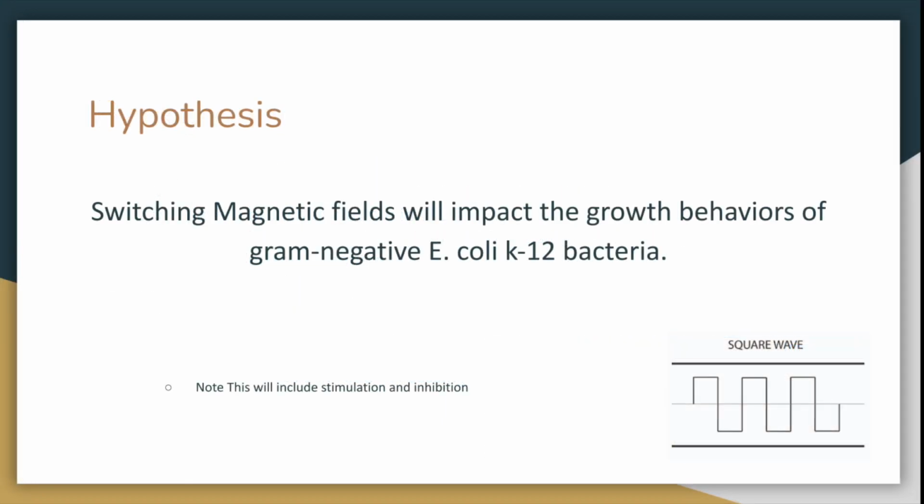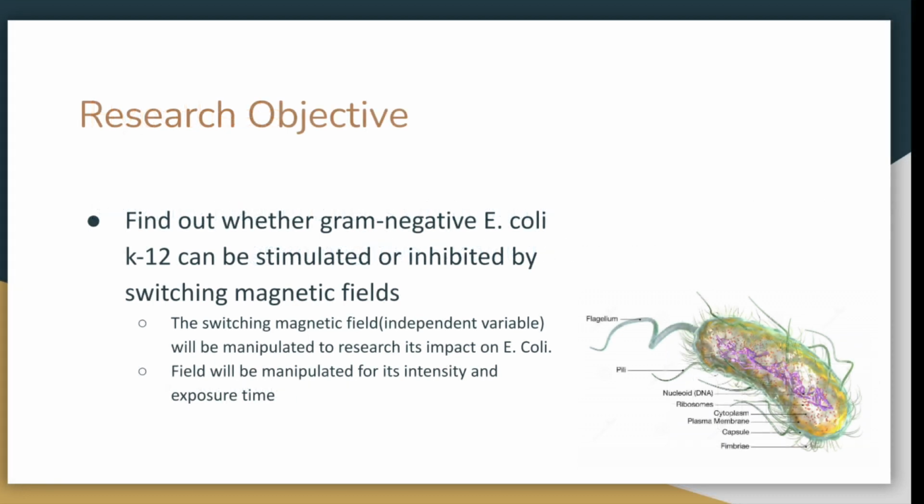So every research project needs a hypothesis, and my hypothesis was that switching magnetic fields will impact the growth behaviors of gram-negative Escherichia coli K-12 bacteria. My research objective was to find out whether the Escherichia coli K-12 strain can be affected by switching magnetic fields. I had to find out whether it could be stimulated or inhibited, which is the way that I'd be measuring it. This would be done by manipulating the magnetic field's intensity as well as the time that the bacteria is exposed to the magnetic field.